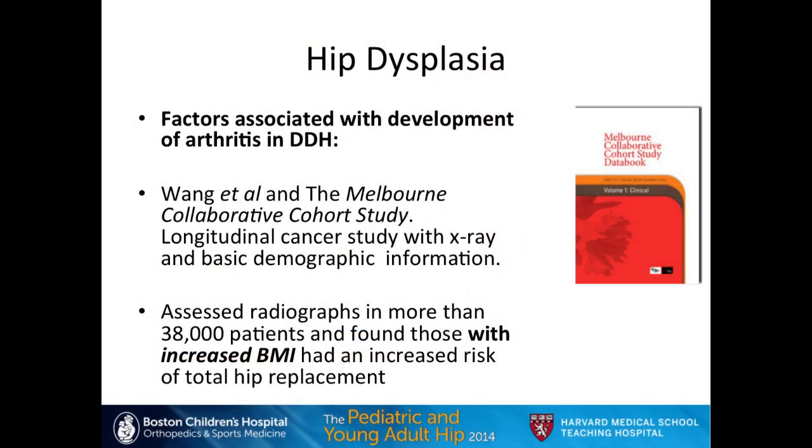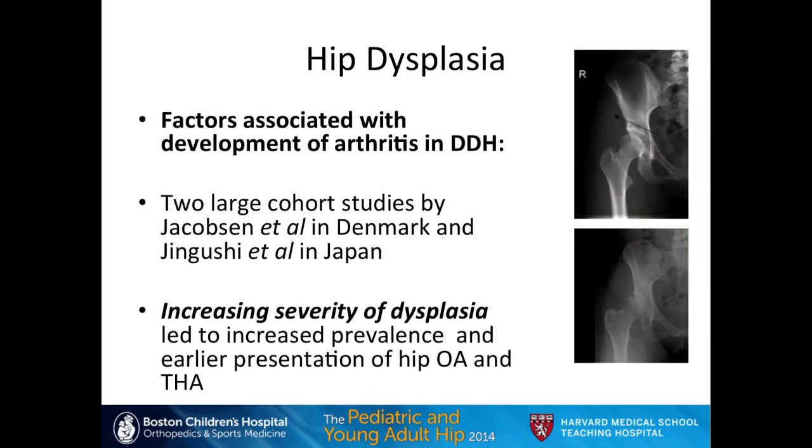I think this is one point I'll bring up here in a little bit, but it gets to what we use as our endpoint for mode of failure, meaning when do we call your hip dysplasia significant? Is it significant only if you get a hip replacement, or is it significant if it's enough to cause you pain? Other factors associated with development of arthritis in DDH include these other two large cohort studies, one by Jacobsen et al. in Denmark, another one by Jingushi in Japan. They found that increasing severity of dysplasia, they more or less confirmed what we thought, led to increased prevalence and earlier presentation of hip OA and also going on to total hip replacement.